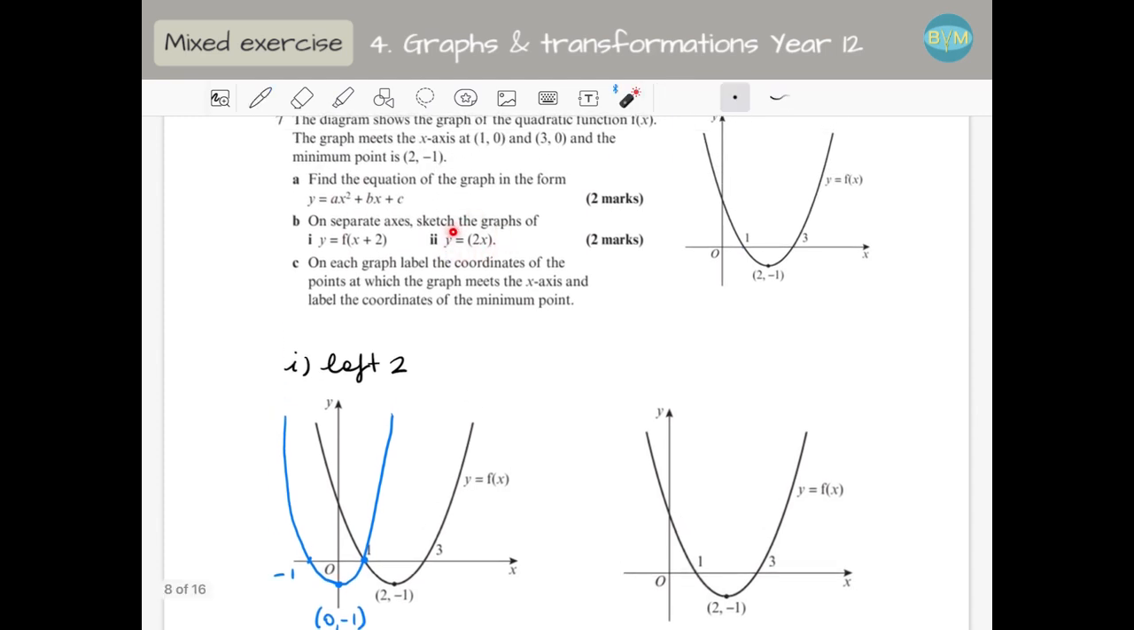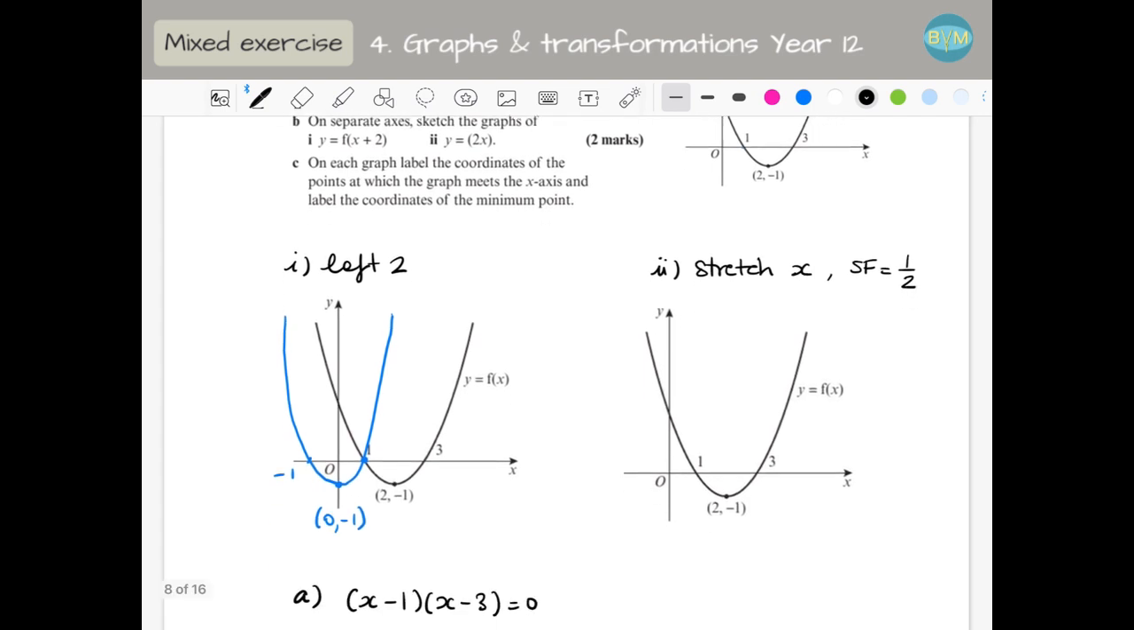Then for this one, I'm multiplying the x by 2, which means I'm doing a stretch in the horizontal direction. So a stretch in the x direction, and the scale factor, remember, is always the reciprocal when I'm multiplying the x. So I'm having everything in the x direction. So this 1 is going to be 1/2. This 3 is going to be 1.5. So something like this.